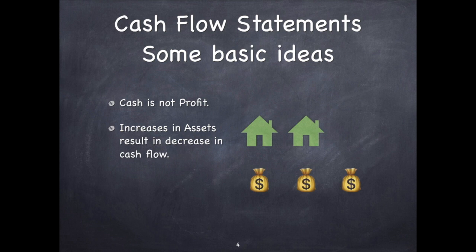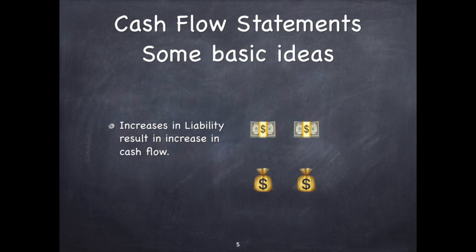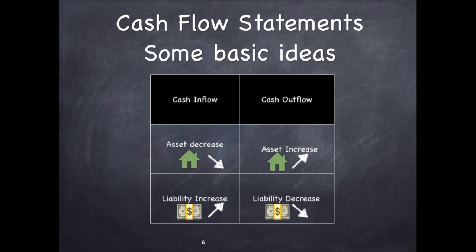We also know that increases in assets result in a decrease in cash flow. So you buy an asset, you pay for it. And increases in liability result in an increase in cash flow. So, for example, you borrow money from a bank, then liability increases, that would result in an increase in cash flows. So, in summary, asset decrease, cash inflow, likewise, liability increases, a cash inflow. And cash outflow is a result of an asset increase or a liability decrease.